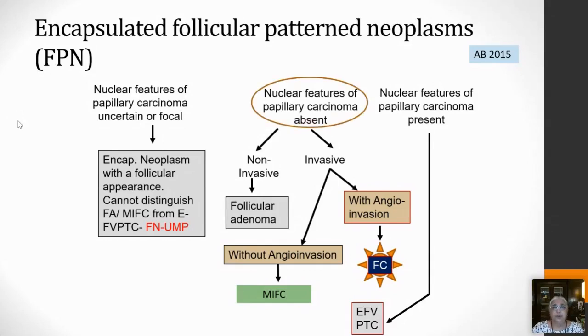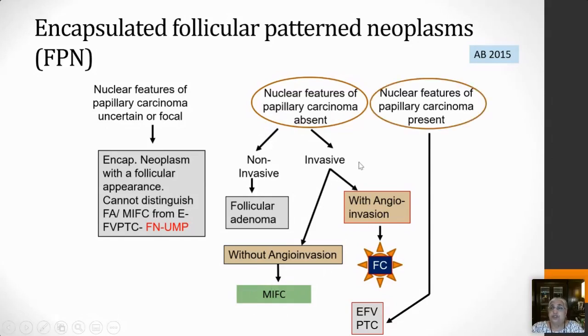All right? If you had a follicular pattern lesion in which the nuclear features of papillary carcinoma were absent, we just looked to see whether there was invasion of the capsule or no invasion of the capsule and no angio-invasion. And if it was non-invasive, we called it a follicular adenoma. If it was invasive, we said with angio-invasion, then it became a follicular carcinoma. Without angio-invasion, we called it minimally invasive follicular carcinoma.